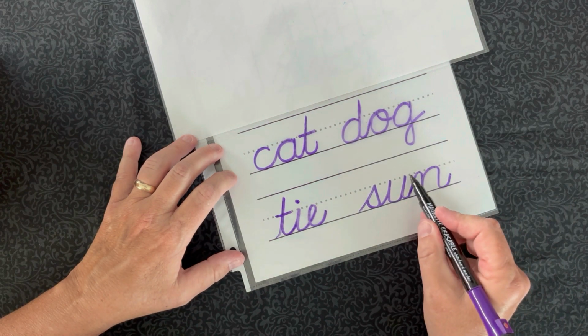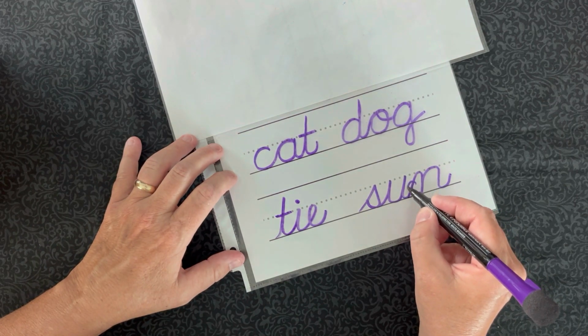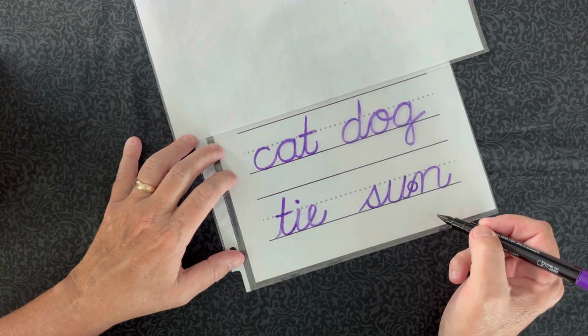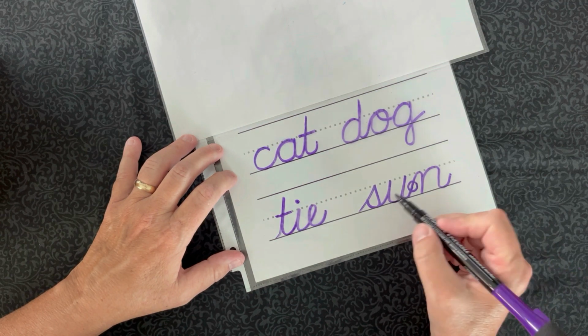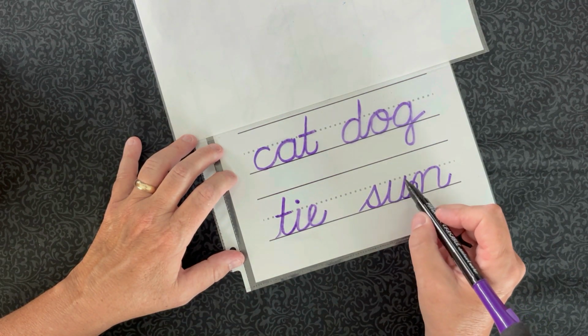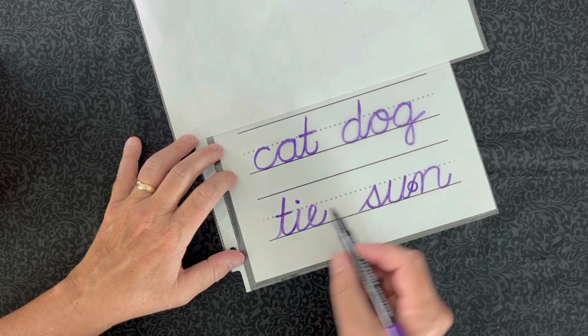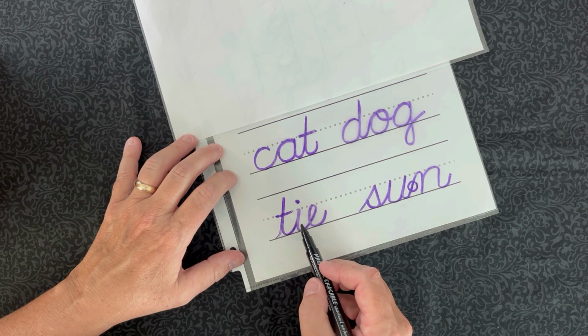So you can see with the N here, it may look like an M, but really what it is, the two tails are connected together. You can also see why it's important to dot your I's, because a U can kind of look like two I's together. So it's important that you dot your I's.